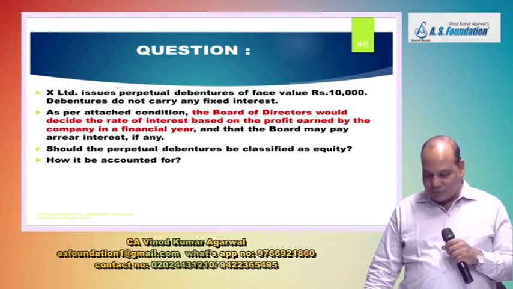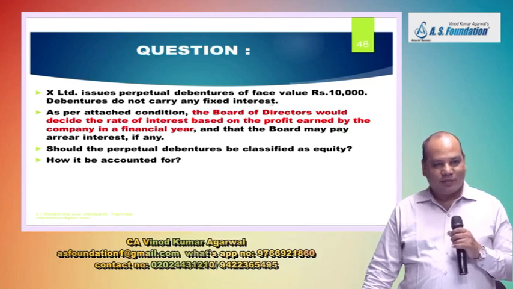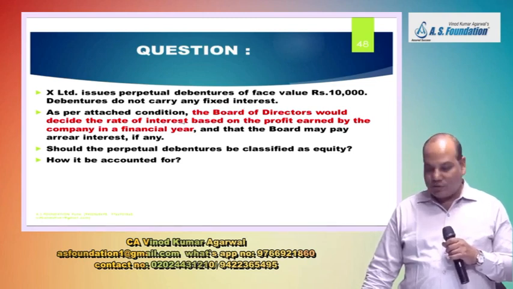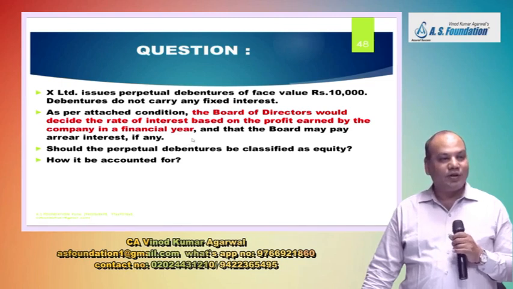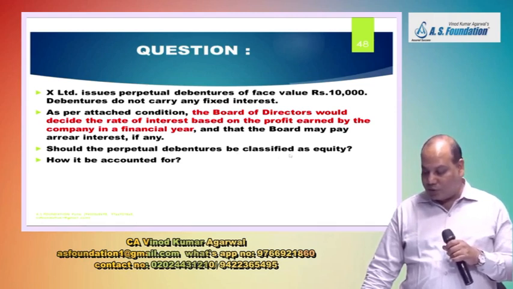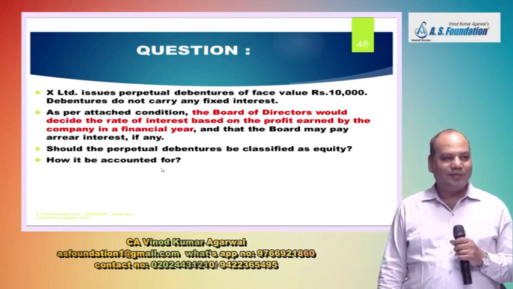Okay, discuss. X Limited issues perpetual debenture of the face value of rupees 10,000. Debentures do not carry any fixed interest. As per the attached condition, the board of directors would decide the rate of interest based on the profit earned by the company in the financial year, and the board may pay arrear of interest if any. Should the perpetual debenture be classified as equity, how will it be accounted for? So is it equity or liability?